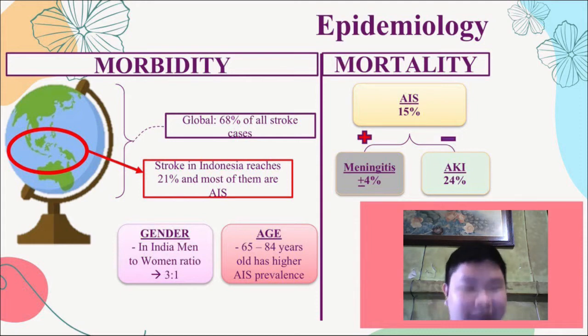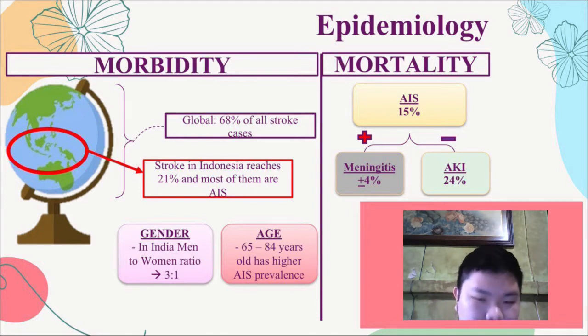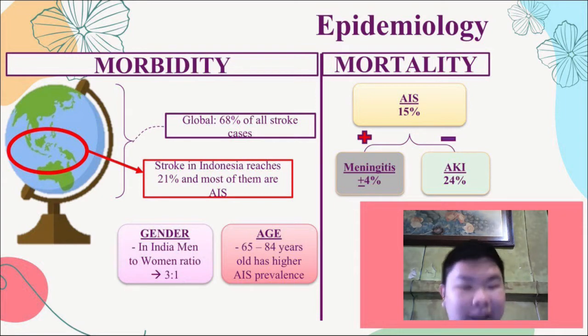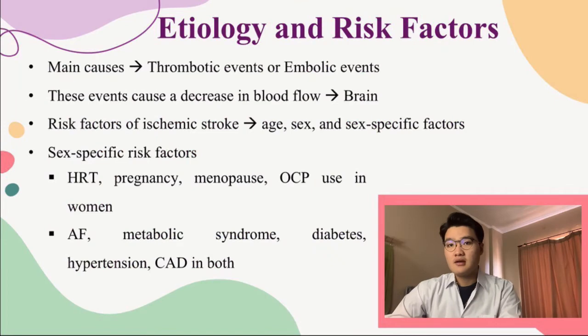In terms of its fatality, ischemic stroke also has a significant mortality rate, which reaches 15%. This number shows a significant amount of fatality caused by ischemic stroke. It reaches almost 4 times the rate of meningitis and is comparable to acute kidney injury. Hence, it can be concluded that ischemic stroke is a significant problem that we need to address because it has both high morbidity and high mortality rate. Thank you for the opportunity.